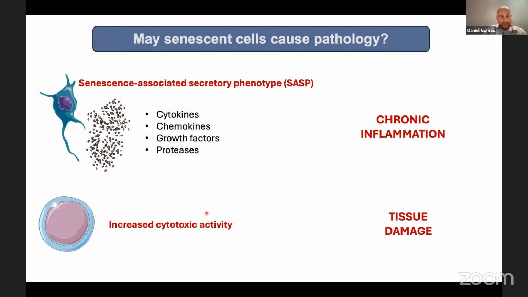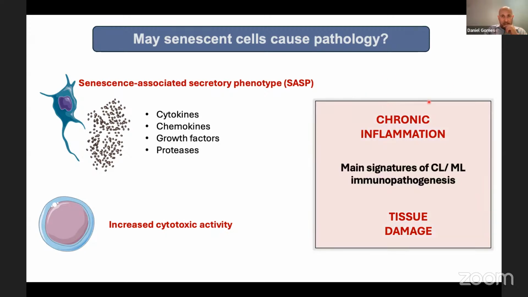And from another perspective, senescent cells, especially NK cells and CD8 T cells, are much more cytotoxic than non-senescent cells, which is very well associated with the tissue damage that we can see in different diseases. So if we take this information into account, inflammation and cytotoxicity, which mediate the tissue damage, are both the main signature associated with the immunopathogenesis of cutaneous leishmaniasis, as I described before, especially in the cutaneous localized and also in the mucosal clinical form.